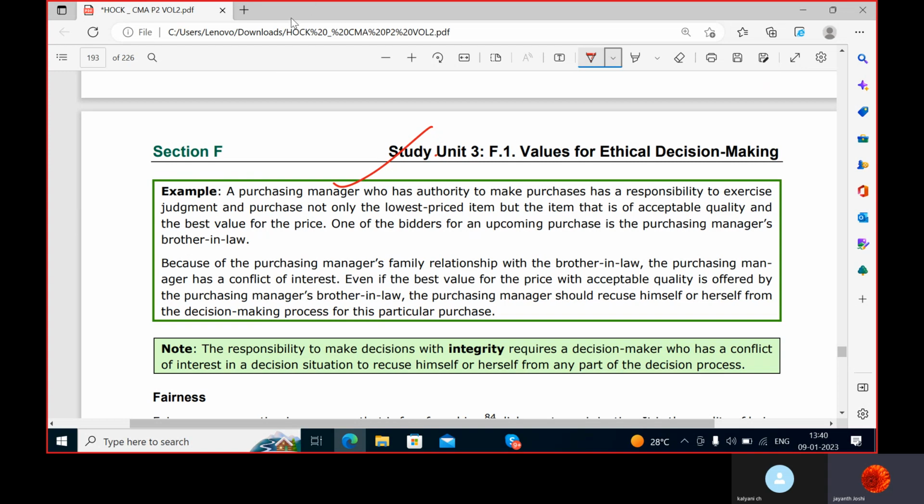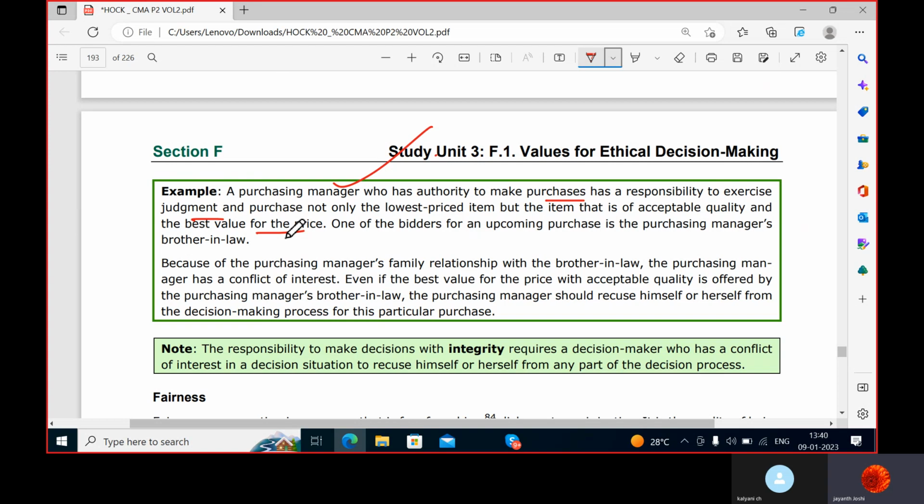So, a purchasing manager who has authority to make purchases has a responsibility to exercise judgment and purchase not only the lowest priced item but the item that is of acceptable quality and the best value for price. Of course, someone having some authority should not compromise on quality at the expense of a cheaper purchase. So, okay, he should purchase at the lowest price, but should not compromise with quality.